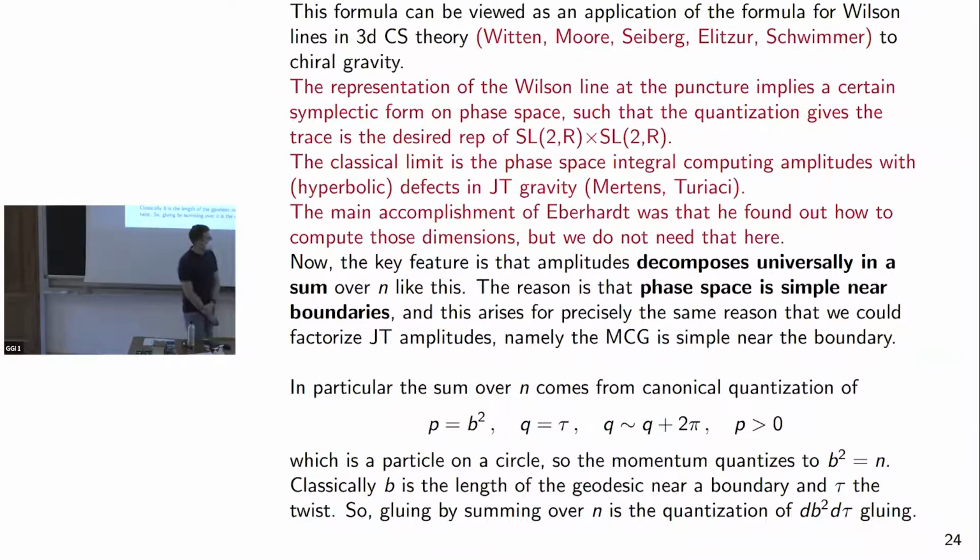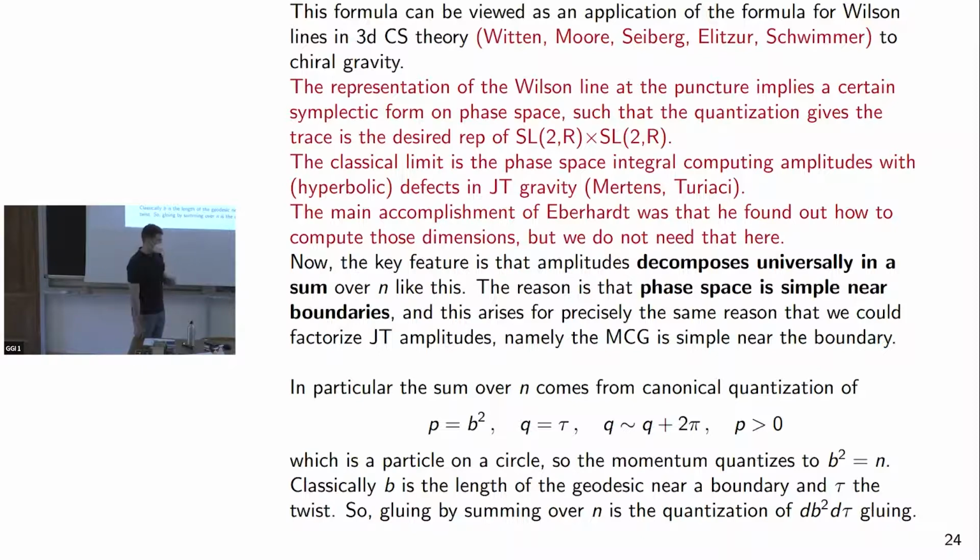So as I said, you can view this formula as the application of the formula for Wilson lines in 3D Chern-Simons, but then to chiral gravity. The rest is not too important. But the key feature again is that any amplitudes, or at least those amplitudes with Σ_g times S1, will decompose like this in a universal way.